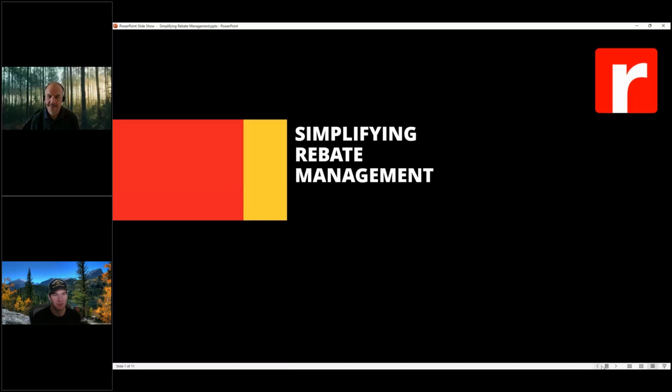Today we're going to be talking about simplifying rebate management. Some of you may be doing this process manually. We're going to be talking about some better practices and how you might be able to work simpler and easier. I'm here with Mark Rockwell, the president of Rockton Software, and he's got a nice presentation to show you here. So I'll go ahead and hand it over to you, Mark, and feel free to take it away.